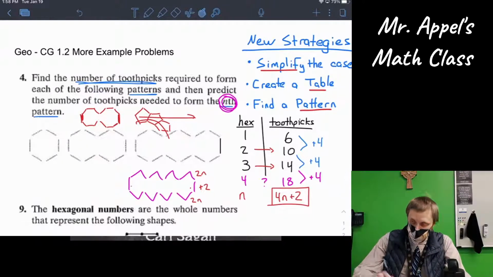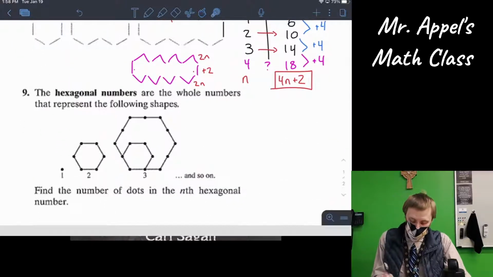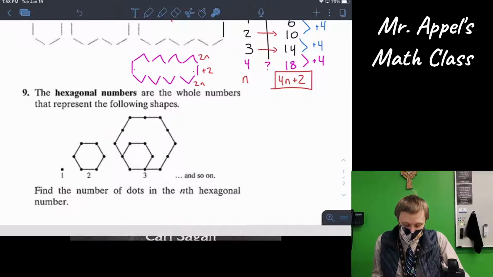All right, let's go to the next one. The hexagonal numbers. What are these, like shape numbers? Are whole numbers that represent the following shapes. Yeah, they literally created a set of numbers because you can make shapes with those numbers in them. So you make hexes out of dots, you get the hexagonal numbers.